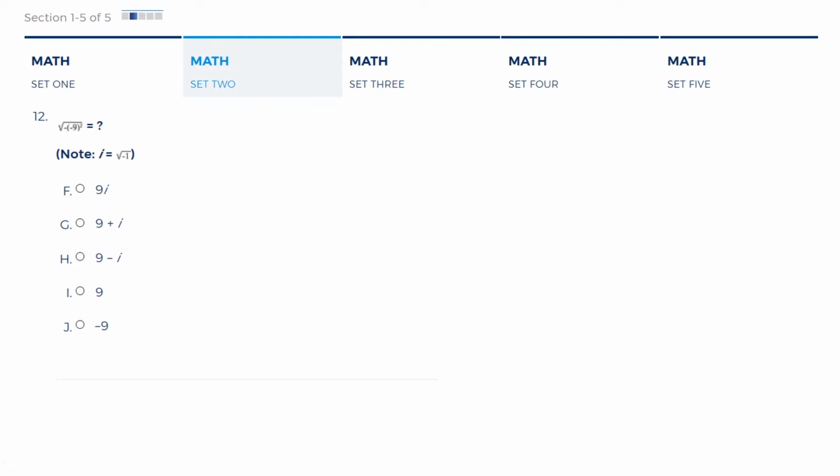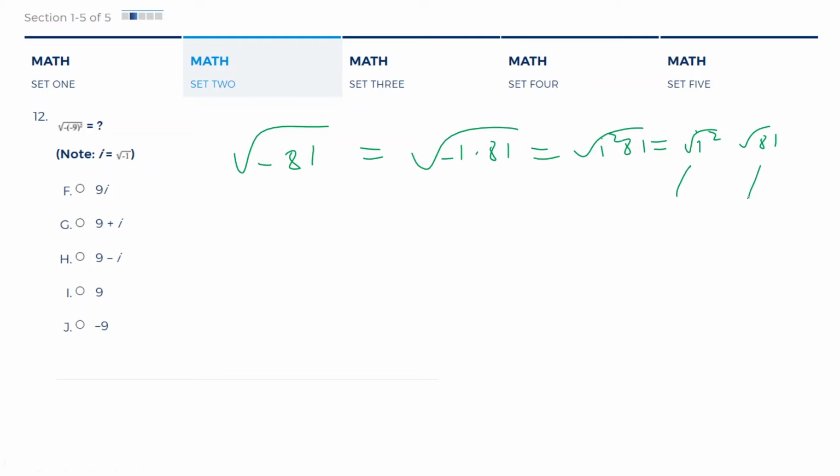Next. All right, so I like these ones. So this is minus 9 squared, which is 81, right? So what I do right away is write minus 1 times 81. Minus 1 is i squared, times 81. So that is i squared times 81, the square root of 81, so that's i times 9, 9i. F.